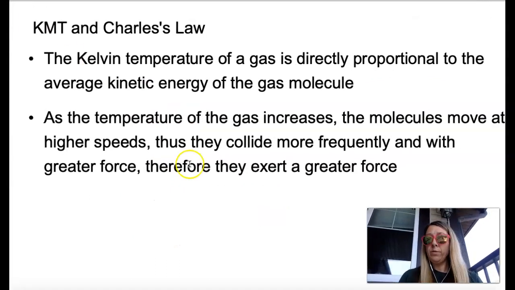Okay, so now we have to bring it back to the kinetic molecular theory. When we talked about it, we said that the Kelvin temperature is directly proportional to the volume.